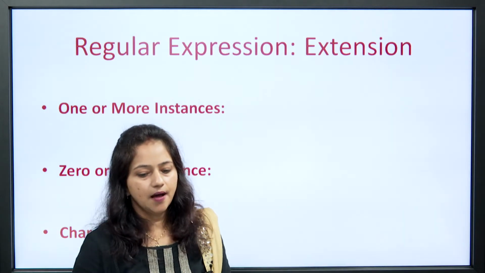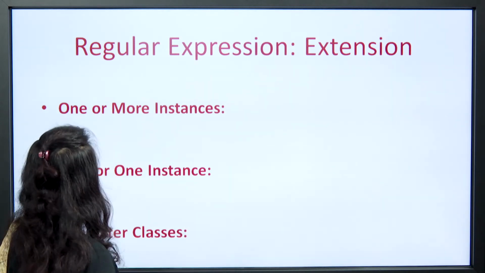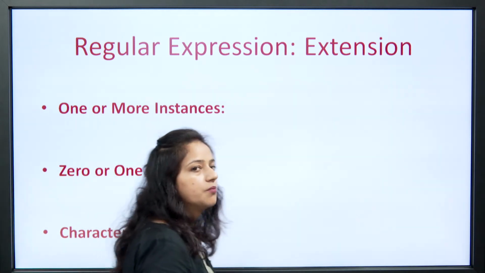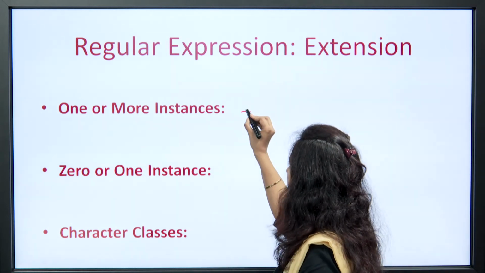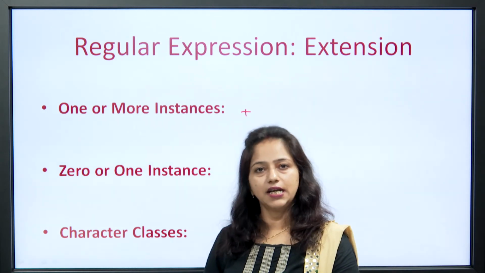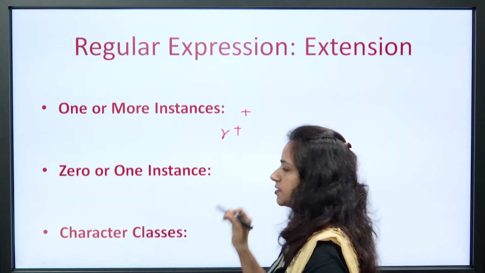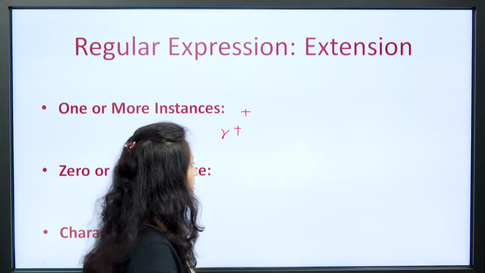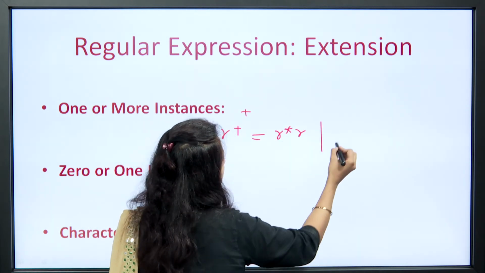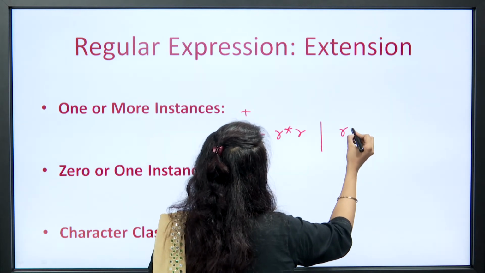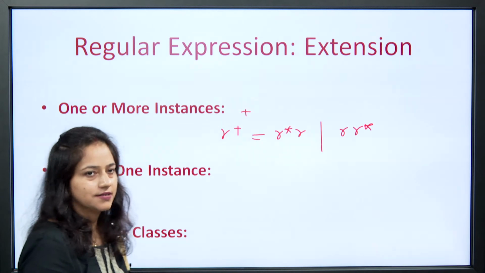Now, next are the extensions to it. Certain extensions are there. For example, one or more instances. For one or more instances, we use the positive closure. For example, suppose the regular expression is R. Then R plus is equal to R star R, or we can write it R R star. So, it says one or more instances.